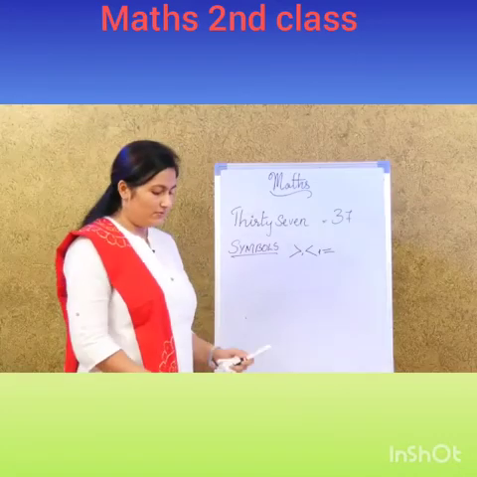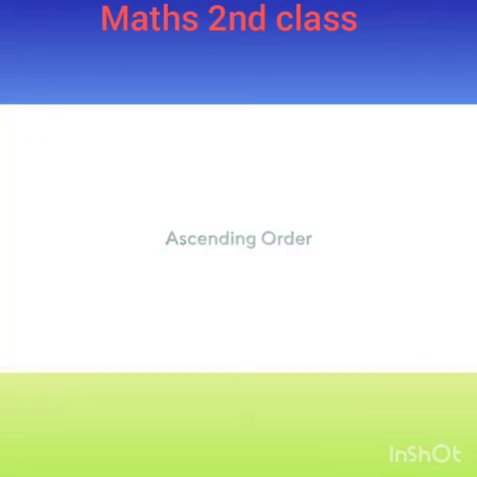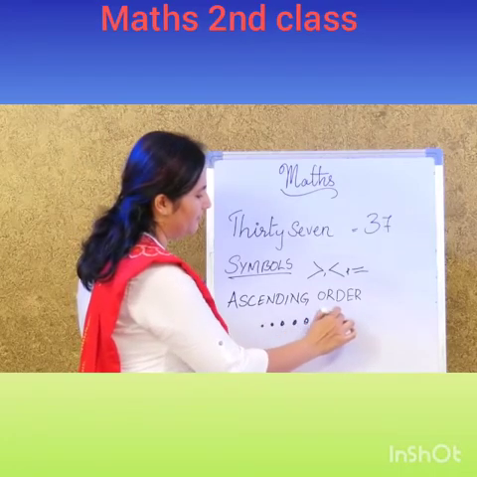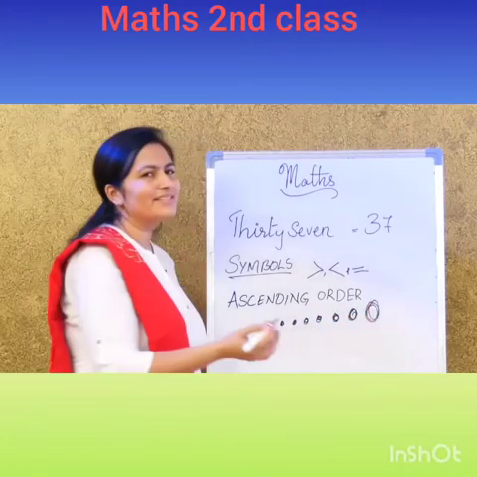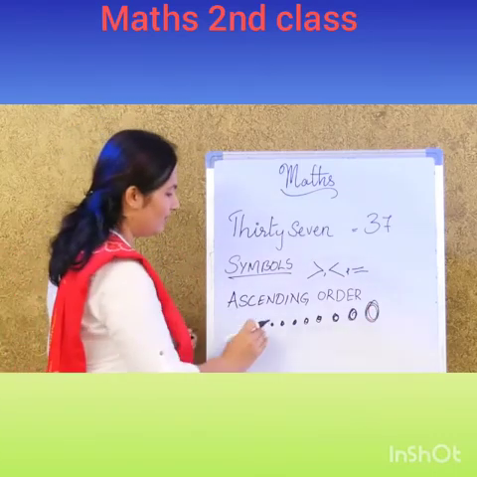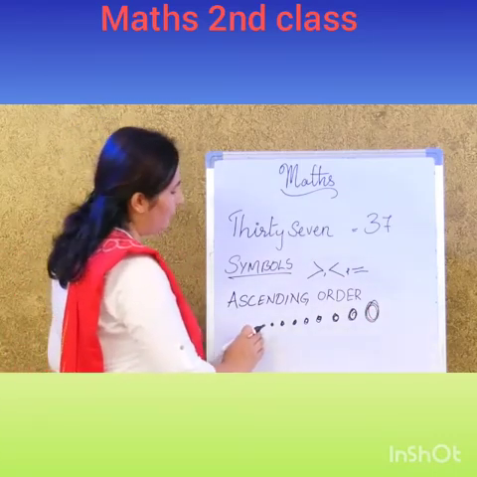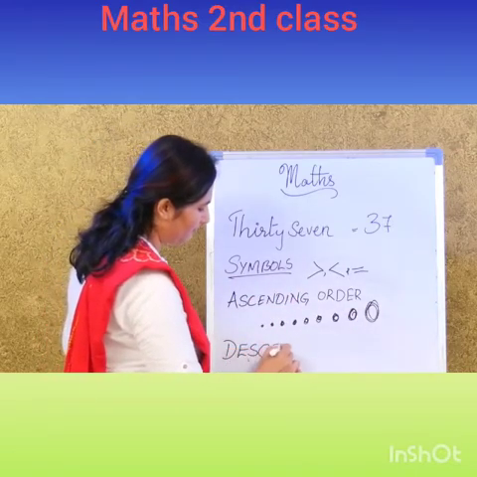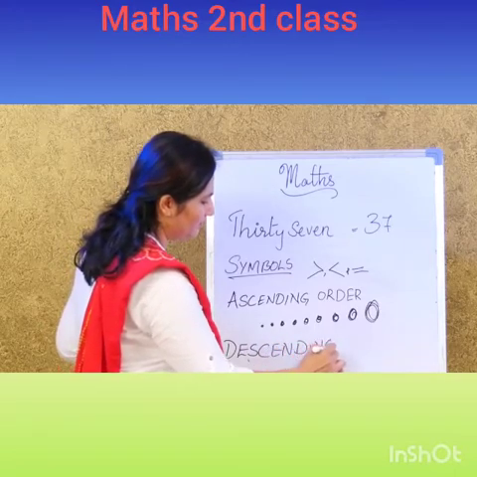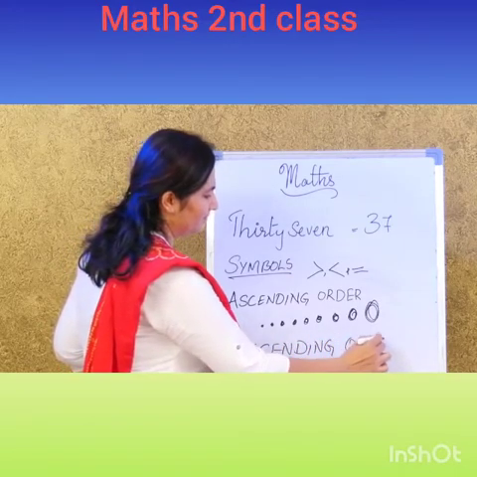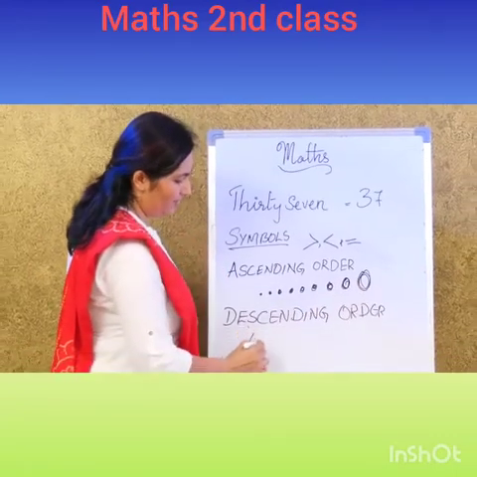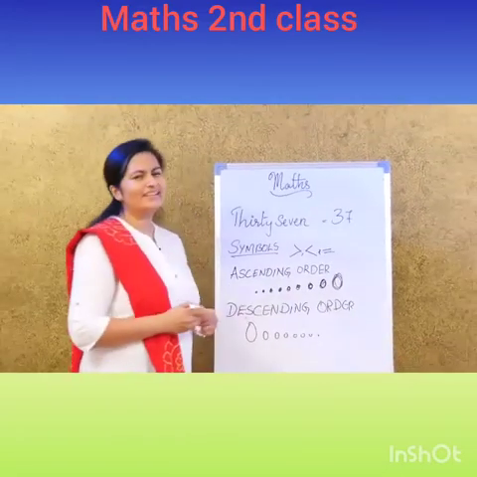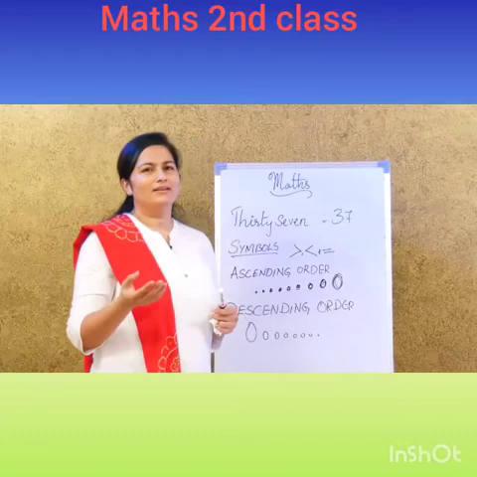Now, moving on to ascending order. Small, big, big, big. Just an easy way for you to remember. Ascending order is from the small one to the big one, and then descending order, we will take the big one, then small, small, small, small. Just a simple example for you to remember.